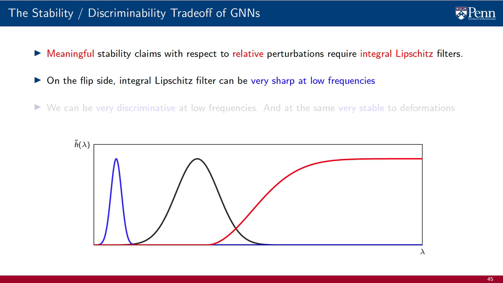Now, on the flip side, integral Lipschitz filters can be very sharp at low frequencies. They have high discriminability when the frequency argument is close to 0. And this means that for features that are located at low frequencies, integral Lipschitz filters can be very discriminative. And since integral Lipschitz filters lead to stability, they can be, at the same time, very stable to deformations as well. We do not need a large constant C for an integral Lipschitz filter to be discriminative around frequency 0. Stability and discriminability are compatible.